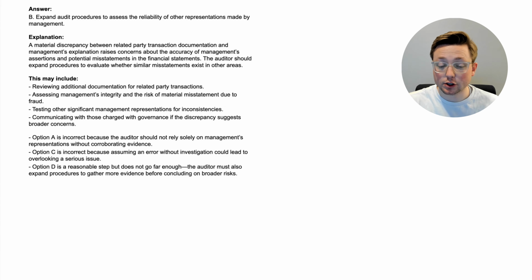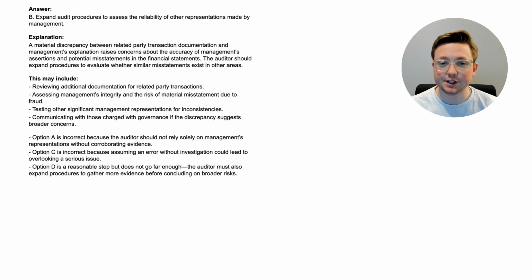Option A is incorrect because the auditor should not solely rely on management's representations without corroborating evidence. Option C is incorrect because assuming an error without investigation could lead to overlooking a serious issue. And then I was just barely talking about option D. Again, this is why it's not fully correct. Option D is a reasonable step, but does not go far enough. The auditor must also expand procedures to gather more evidence before concluding on broader risks. So yes, they are probably going to communicate with those charged with governance, but that's not the only thing they should do. They should expand their own procedures to see if there's anything else that is kind of fishy or kind of wrong about the company based on management not being accurate about this assertion when it comes to the related parties. So that's something the auditor would probably do in a situation like this.